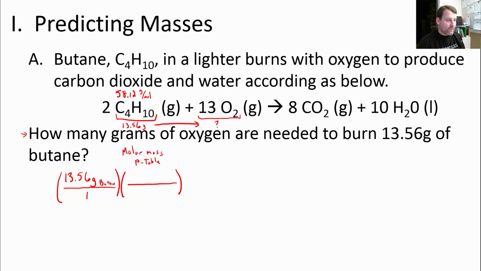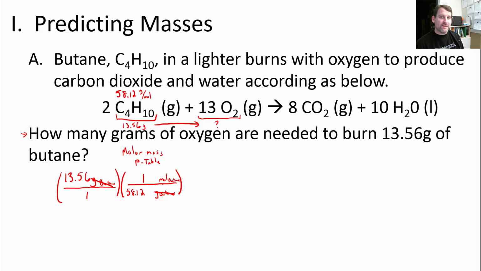Now we want to cancel grams. So this gram is on top right here, the next one has to go on the bottom down here. So I'm going to put grams of butane down here, and that means my moles of butane are going to go up here. Then I have to figure out what numbers go here. So I look at my molar mass: 58.12 grams per 1 mole. So the 1 goes with the mole, and the 58.12 goes with the grams. Now I have my grams canceling, and my first step is complete.